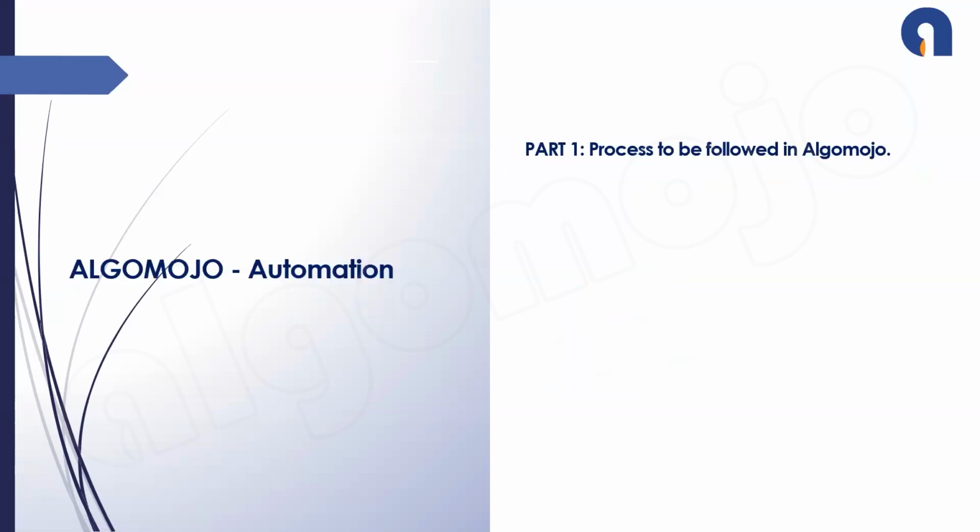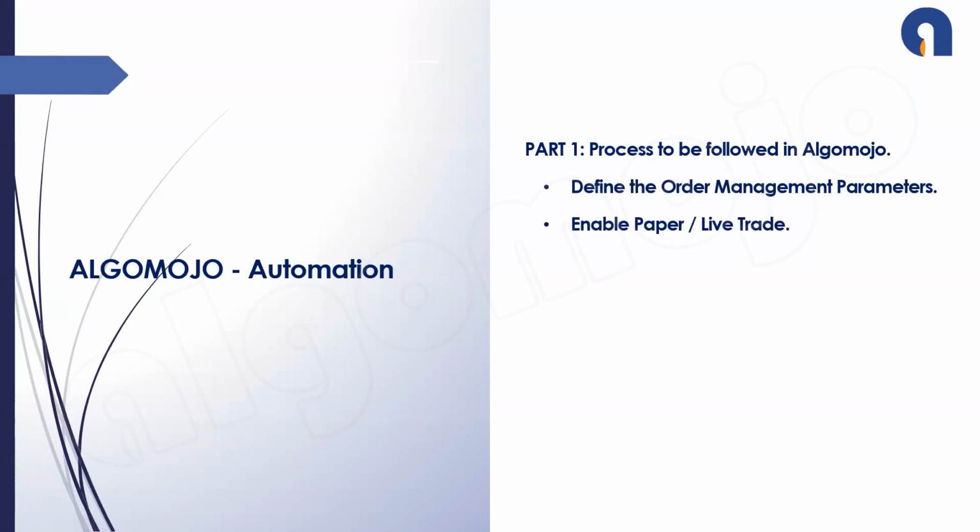Yeah, the automation will involve two processes. First process is the kind of setup that you need to do in Algomojo, wherein you will need to define what it is that you want to trade. After you define those steps, you can get into the actual platform integration.